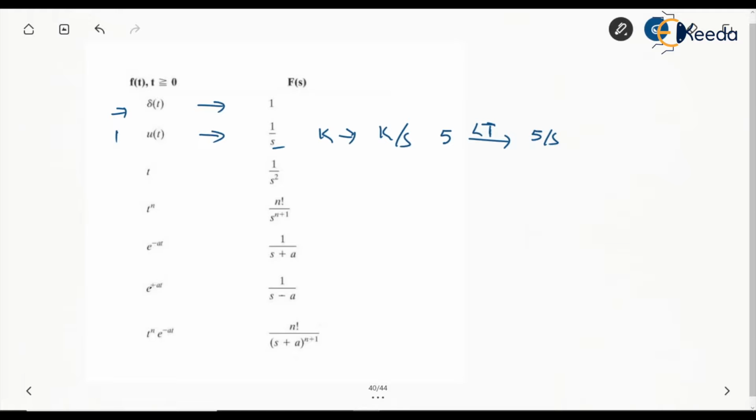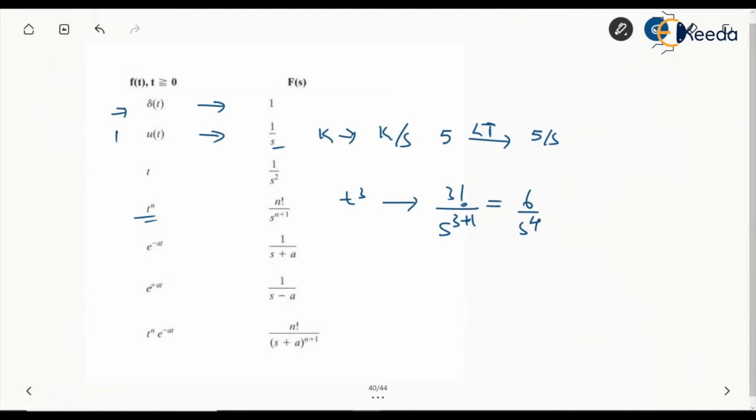Other than that, if we have t, the Laplace transform is going to be 1 by s square, and the standard general term is for t to the power of n, we have n factorial by s to the power of n plus 1. So let's say if it is t to the power 3, the Laplace transform is going to be 3 factorial, which is 6, by s to the power of 3 plus 1. So this is 6 by s to the power of 4, like that.